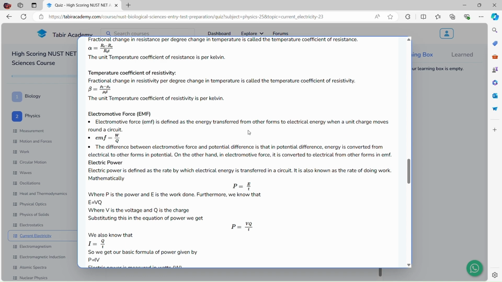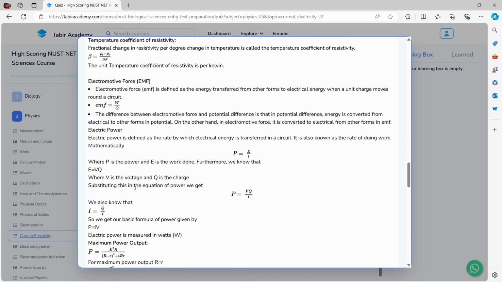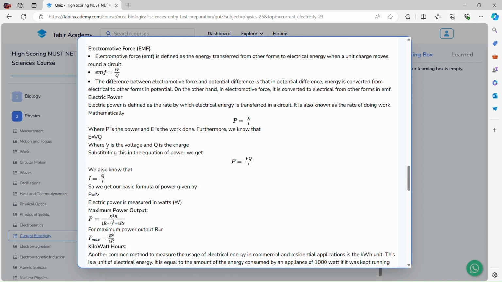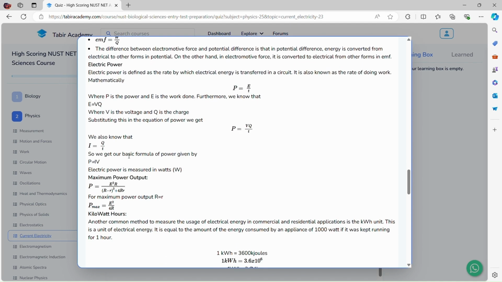Electric power is defined as the rate at which electrical energy is transferred in a circuit. It is also known as the rate of doing work. Mathematically, P equals E over T, where P is the power and E is the work done. Furthermore, we know that E equals VQ, where V is the voltage and Q is the charge. Substituting this in the equation of power, we get P equals VQ over T. We also know that I equals Q over T, so we get our basic formula of power: P equals IV. Electric power is measured in watts.